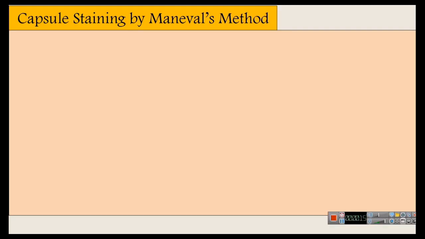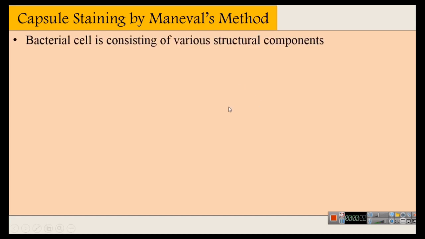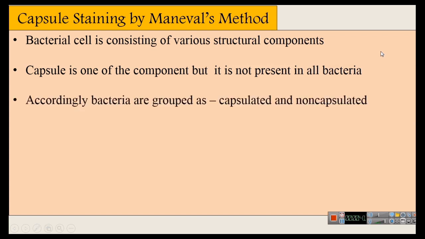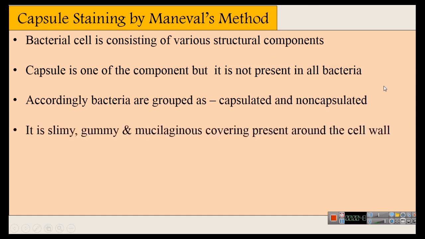In this video we are going to learn about bacterial capsule staining. All of you know that a bacterial cell consists of various structural components like cell wall, cell membrane, capsule, flagella, villi and so on. Among these, capsule is one of the important structural components, but it is not present in all bacteria. Accordingly, bacteria are classified into two groups as capsulated and non-capsulated bacteria.